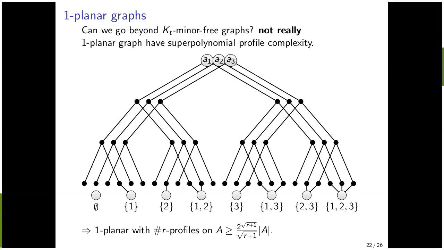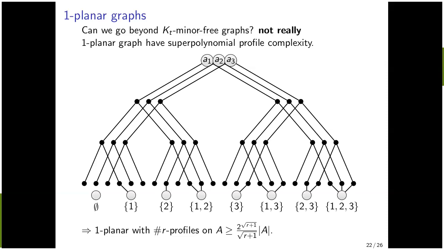So we'll build a family of 1-planar graphs together with a set A of vertices, such that the number of profiles on A is at least 2 to the square root of r, basically. Yes, these edges can be crossed more than once. Okay, but now I will explain the construction. First, we will build a square root r planar graph, and then we will subdivide the edges square root r times to get a 1-planar graph.